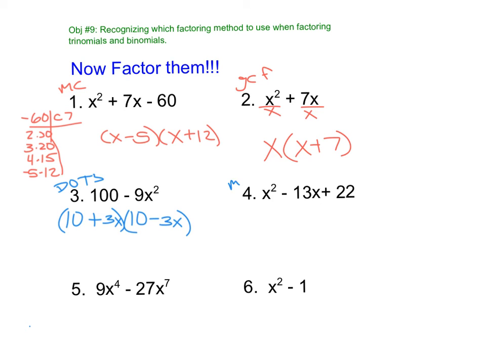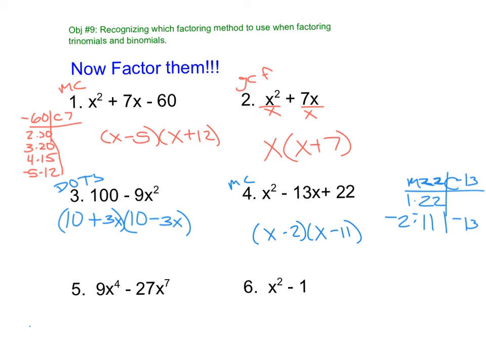Number 4, back to multiply, combine. We're multiplying to 22, combining to negative 13. This one's pretty easy. The only things that multiply to 22 are 1 and 22, and 2 and 11. 2 and 11 gives us 13, but we want negative 13, so what do we do? Change the signs. So x minus 2, x minus 11.